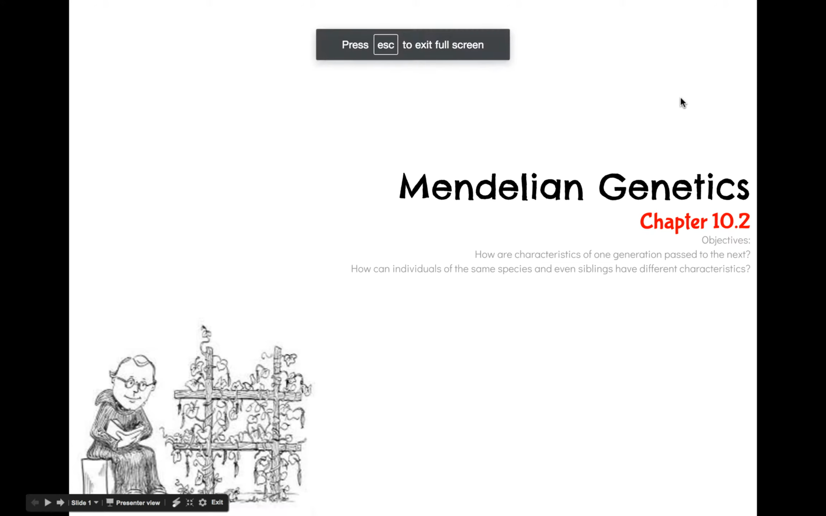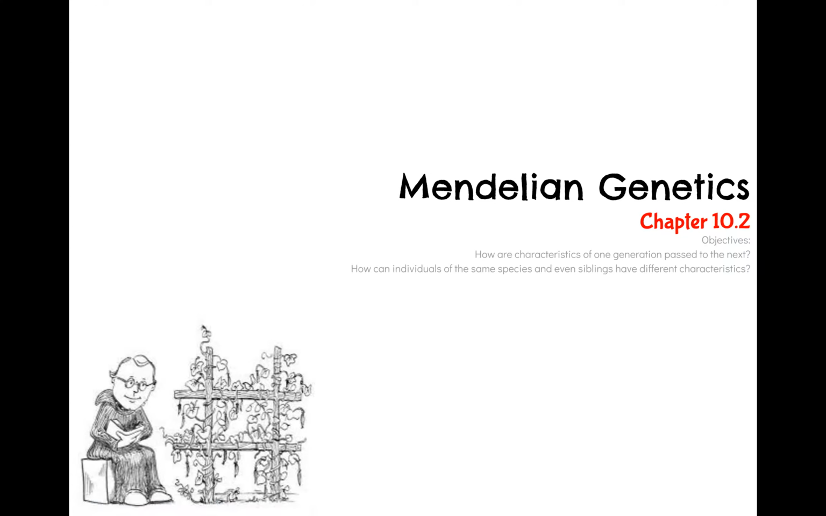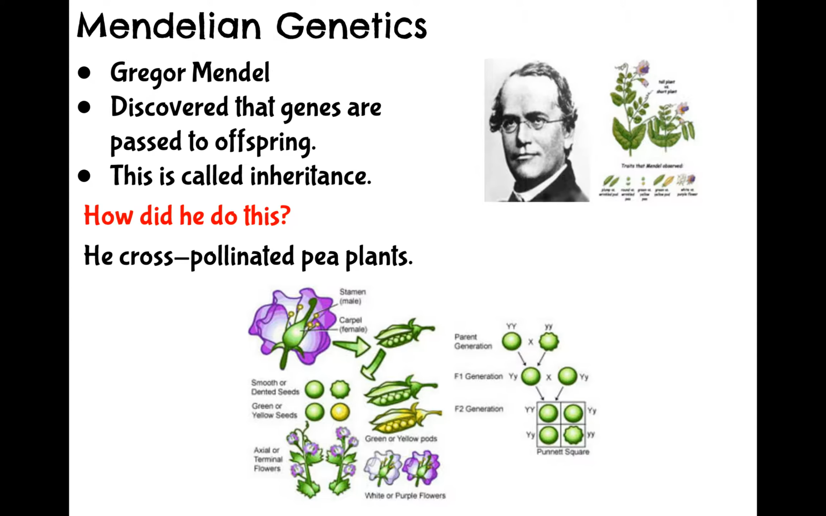Okay, so this is Mendelian genetics. Within this chapter, we want to be able to answer how characteristics of one generation are passed to the next, and how individuals of the same species, and even siblings, can have different characteristics. First we're going to start out talking about Gregor Mendel.